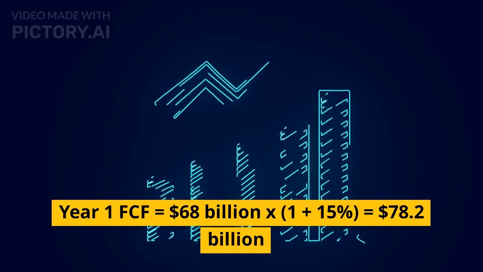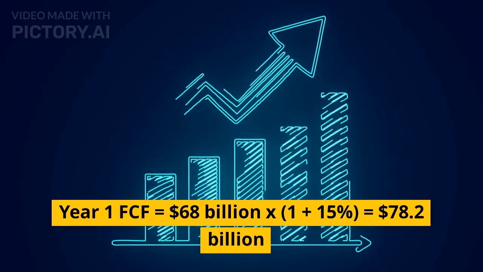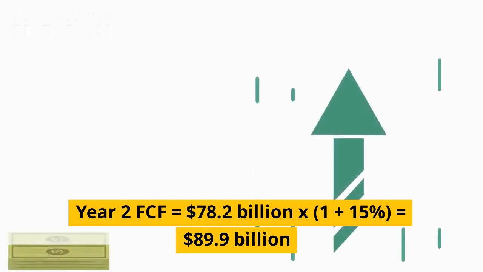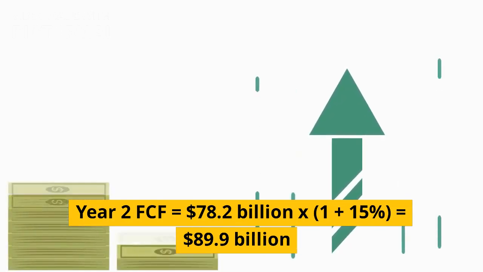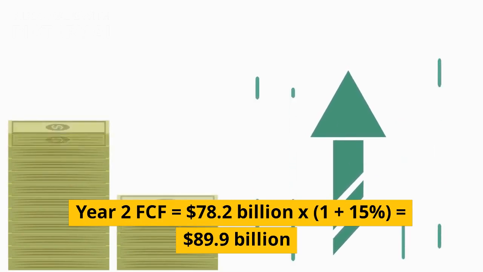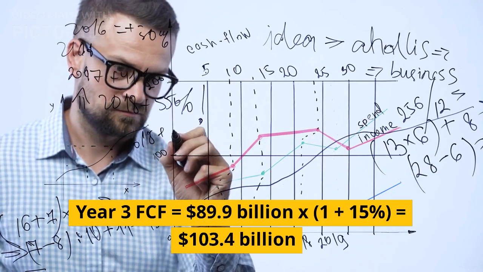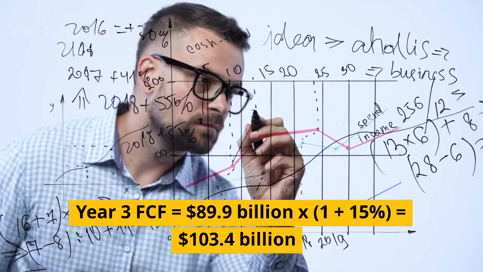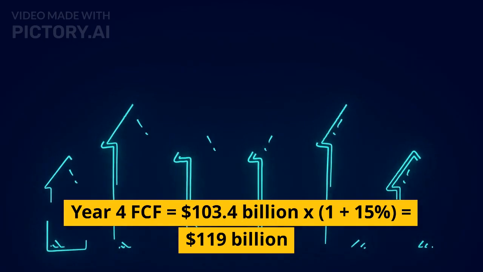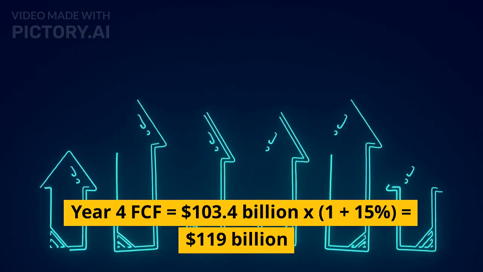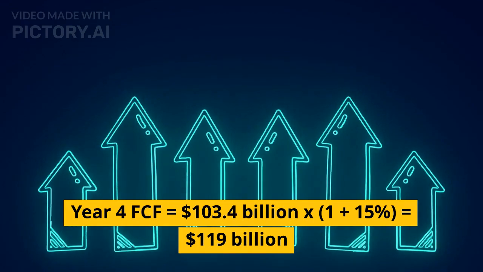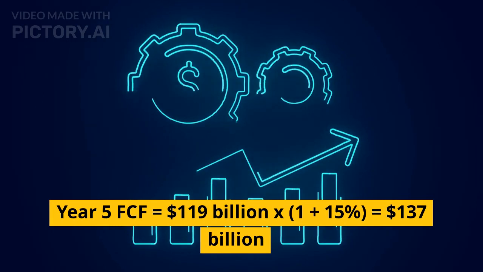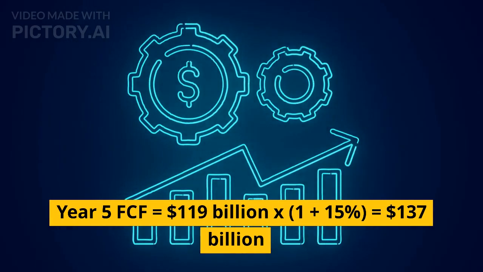Year 1 FCF equals $68 billion x (1 plus 15%), equals $78.2 billion. Year 2 FCF equals $78.2 billion x (1 plus 15%), equals $89.9 billion. Year 3 FCF equals $89.9 billion x (1 plus 15%), equals $103.4 billion. Year 4 FCF equals $103.4 billion x (1 plus 15%), equals $119 billion. Year 5 FCF equals $119 billion x (1 plus 15%), equals $137 billion.